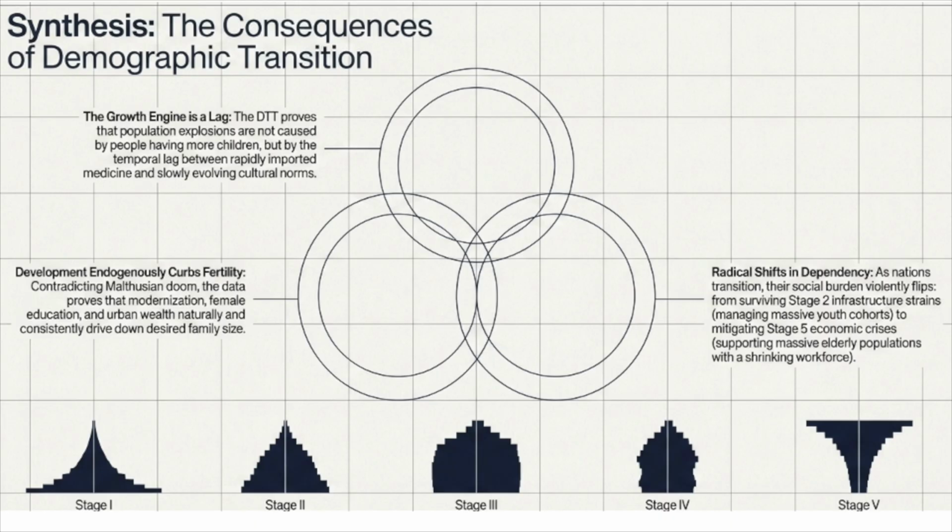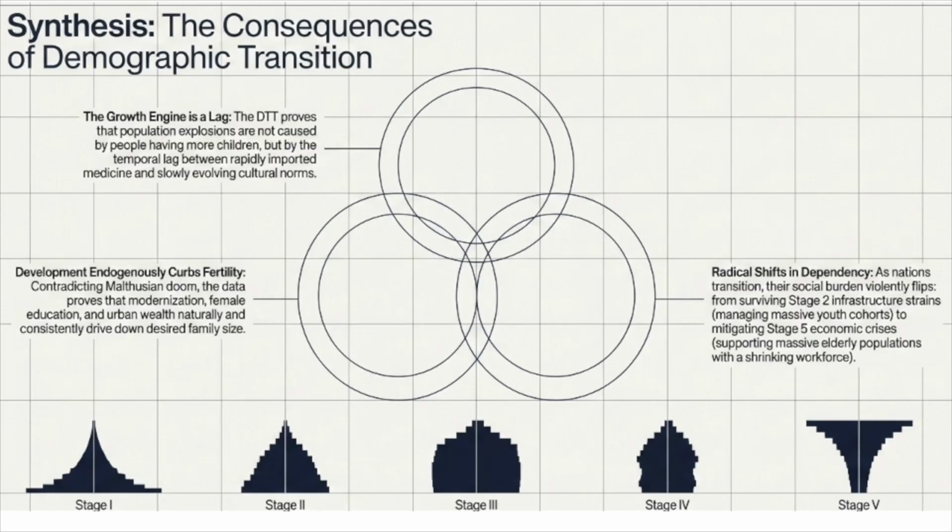Demographic transition theory proves that population explosions are not caused by people having more children, but by the temporal gap between rapidly imported medicine and slowly evolving cultural norms. Development endogenously curbs fertility, contradicting Malthusian doom, since the data proves that modernization, female education, and urban wealth naturally and consistently drive down desired family size.